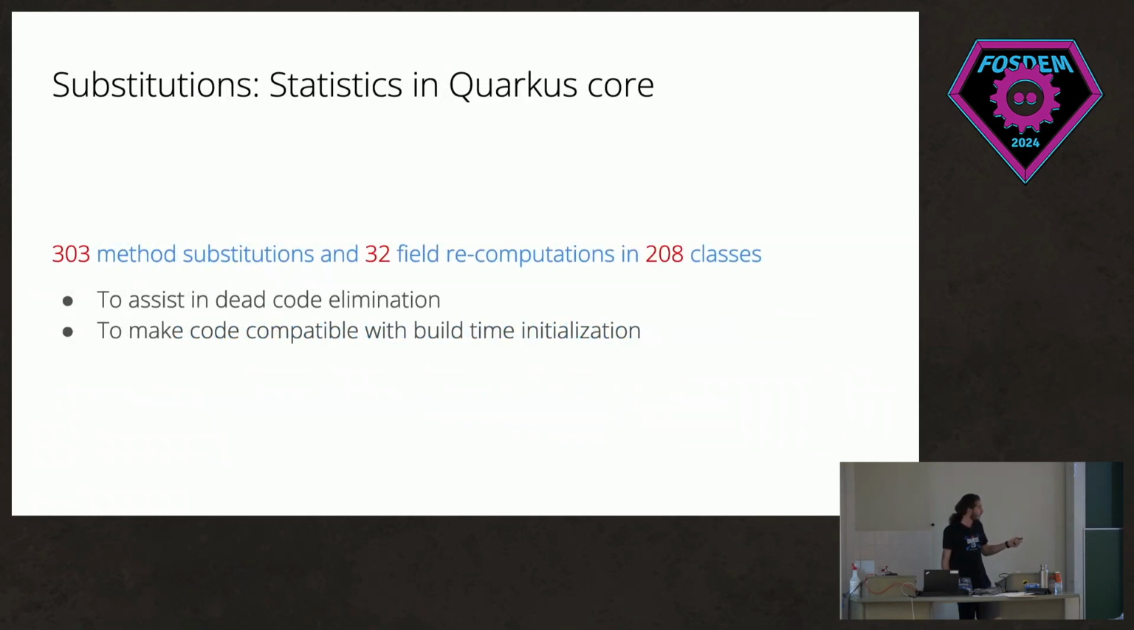And earlier I mentioned substitutions. Substitutions are heavily used in Quarkus because they assist in dead code elimination, and they also make sure that things that are not supported in native code are not reachable, and it will throw some appropriate exceptions for that. So Quarkus performs 303 method substitutions and 32 field recomputations in a total of 208 classes. This means that you don't have to do any of these on your own. They are already handled by Quarkus. And this is only on Quarkus core. If you go and use some Quarkus extension, it performs its own substitutions and stuff like this.